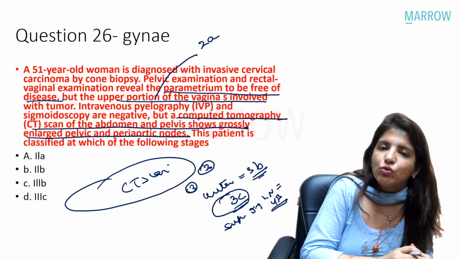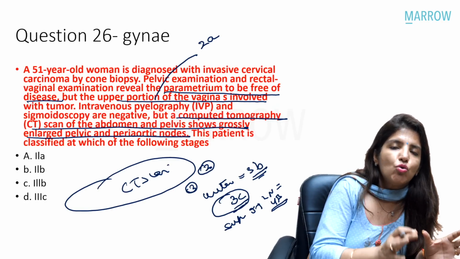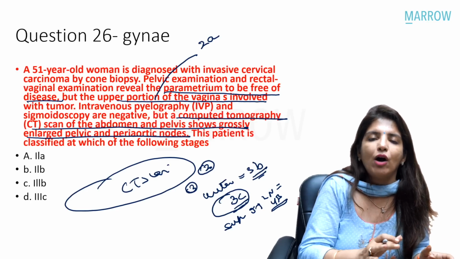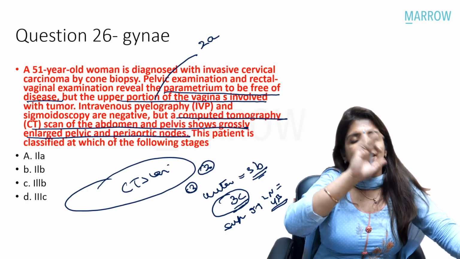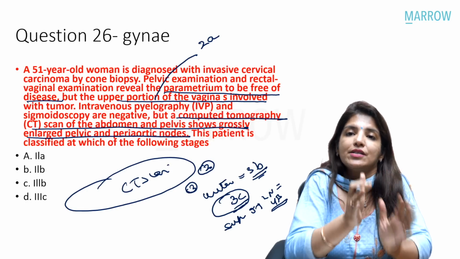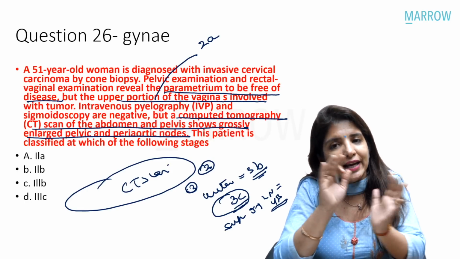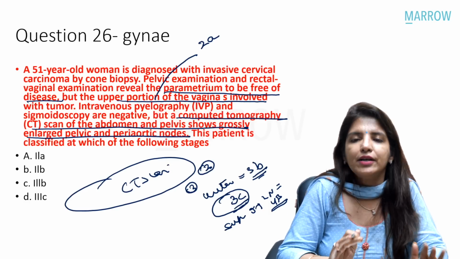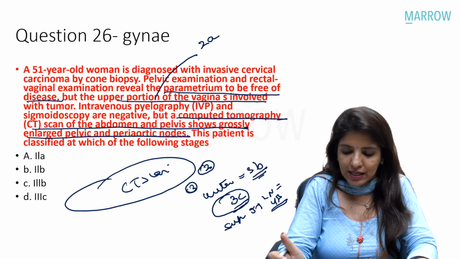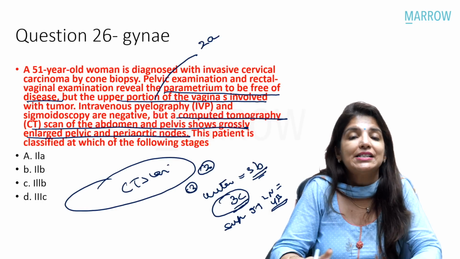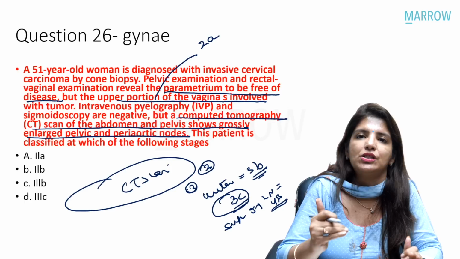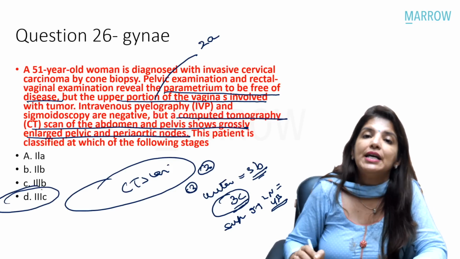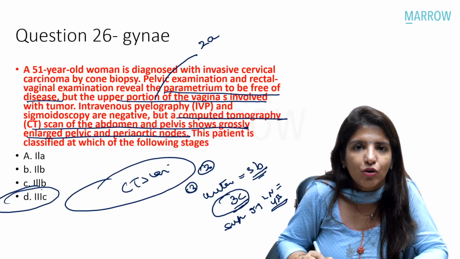Whenever you have to tell a stage, you are going to do all the investigations, and from the investigations, you are going to take the most distant, most serious stage. So the later one you have to take, not the former one. Over here, by examination, I have seen that it is stage 2A, but by CT scan, I have come to know that it is stage 3C. So my answer here will be stage 3C. Is that clear to all of you?